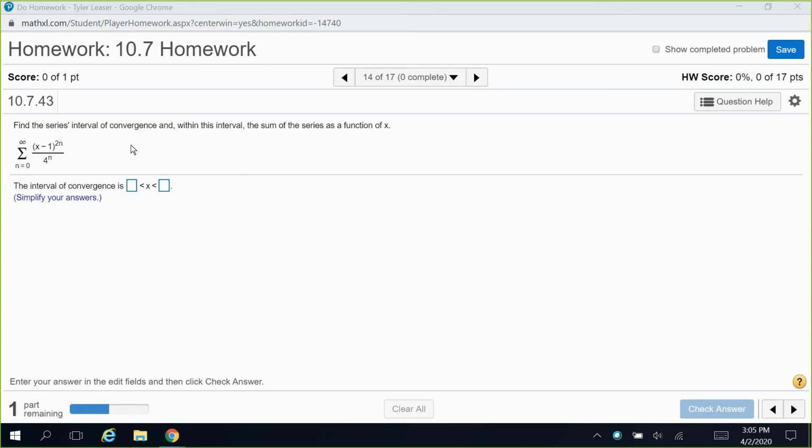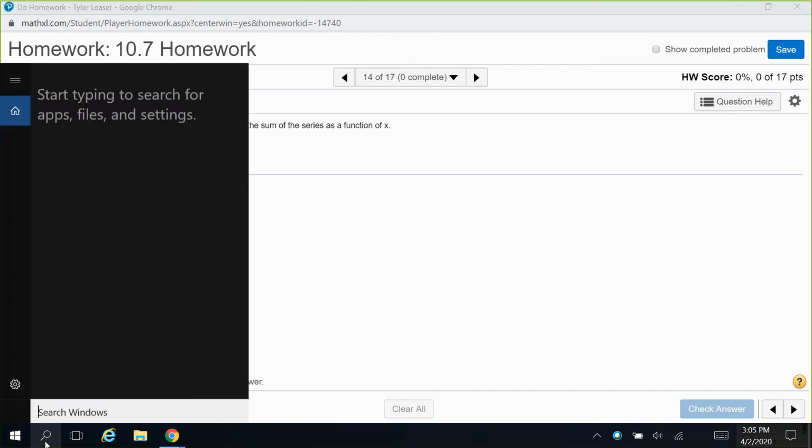So here's the question: find the series, interval, and convergence, and within this interval, the sum of the series is a function of x. So, let me pull up Word here.